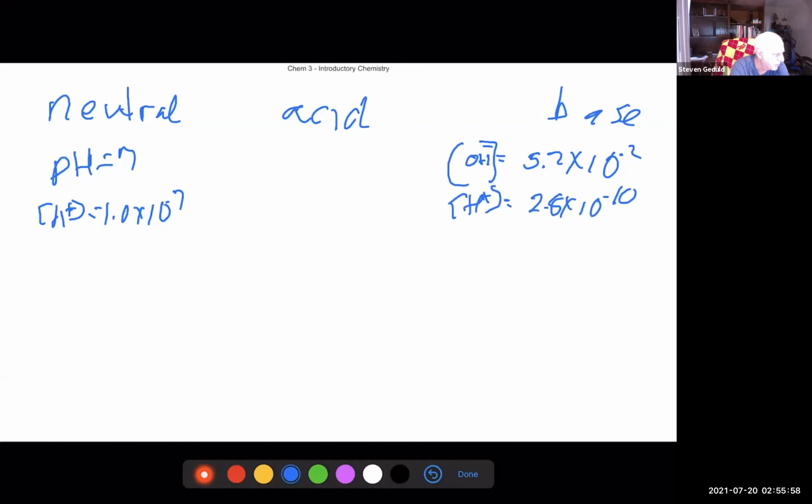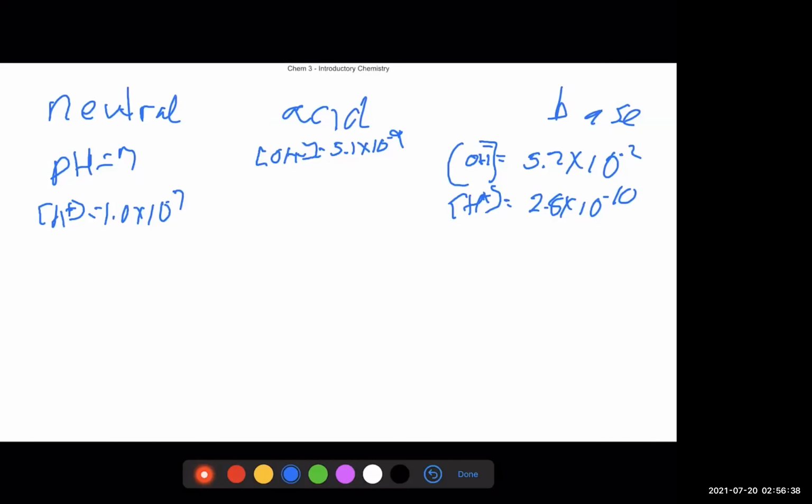Okay, we'll go with a little bit more here too. OH minus equals 5.1 times 10 to the minus 9. That would be acidic. Okay. H plus 7.6 times 10 to the minus 3 would be acidic. Perfect.